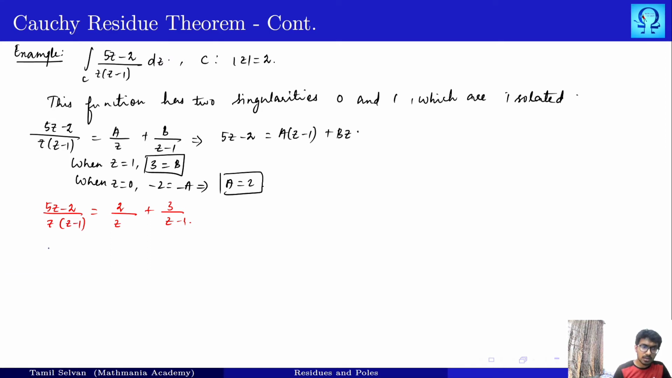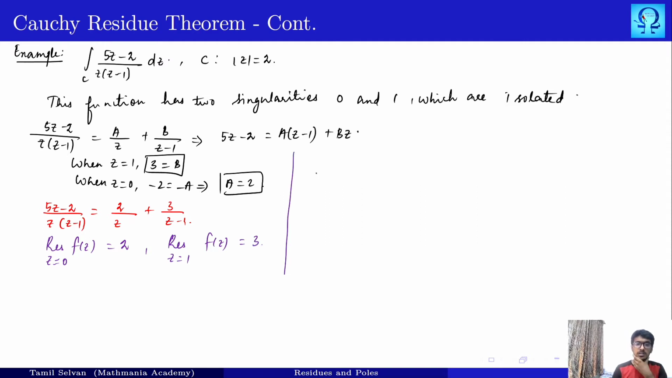So if you see, now it is in the form of Laurent series. Therefore, residue of f of z at z equals 0 is 2. That is the coefficient of 1 upon z. And residue of f of z at z equals 1 is 3. So from which, what can we say? Integral over c of 5z minus 2 upon z multiplied with z minus 1 dz is equal to 2 pi i times the residues, which is 2 plus 3. So we get 10 pi i. This is the integral value.